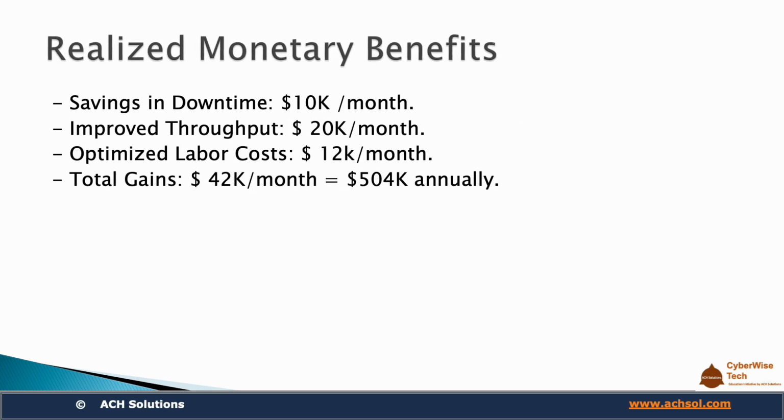Now let's talk about some of the monetary impact of this project. By reducing downtime, we saved around $10,000 a month. The improved throughput added $20,000 to our monthly revenue, and the automation further optimized labor cost with a saving of $12,000 a month. Together, these improvements have significantly strengthened our bottom line, making this initiative a truly valuable investment. Our total gain was $42,000 a month, which turns out to be about $500,000 annually, like $504K annually, which is huge.